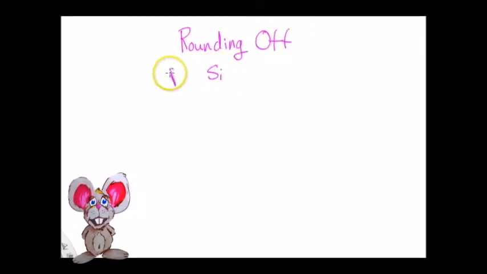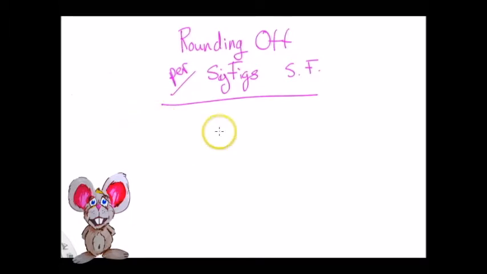Rounding off numbers according to sig figs. So per sig figs, which we will call s.f. for the remainder of this video. So let's switch colors here. We need 3 sig figs here.